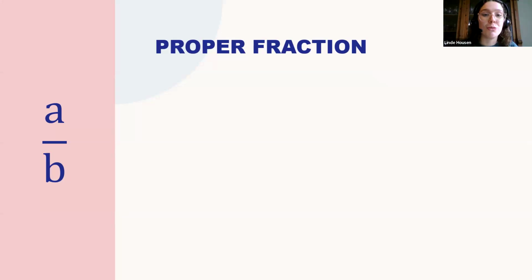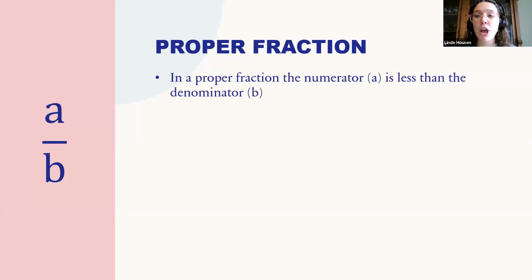So now we will zoom in on what a proper fraction is. A proper fraction is a fraction where the numerator A is less than the denominator B. So can anyone come up with an example of a proper fraction? There are many choices, so almost no wrong answers. 2/5. 2 on 5, perfect, 2 over 5, because 2 is smaller than 5. Another example?